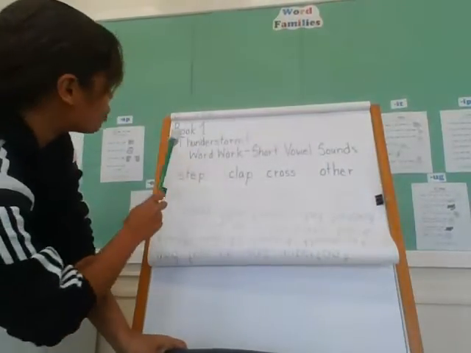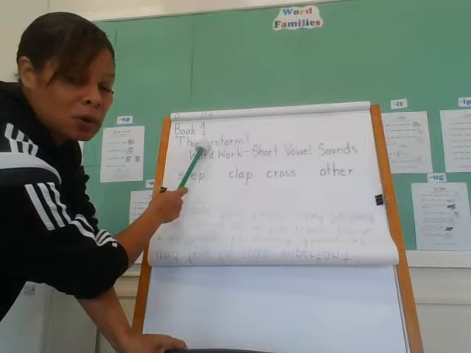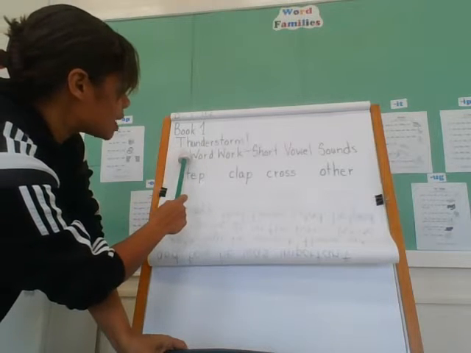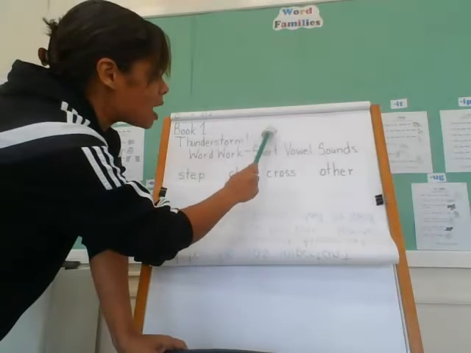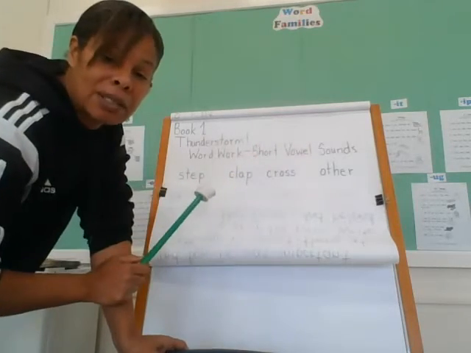On the left, you're going to write book and then the number. So this is book 1. Underneath, you're going to write the title. So this book is called Thunderstorm. And on the right-hand side, you're going to write today's date, whatever date it is.